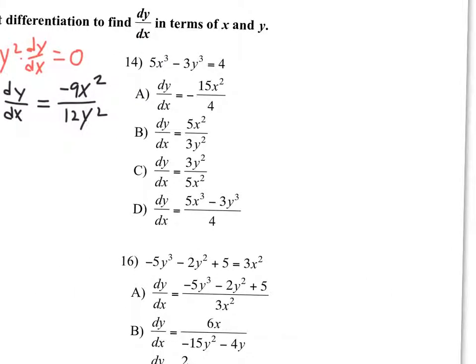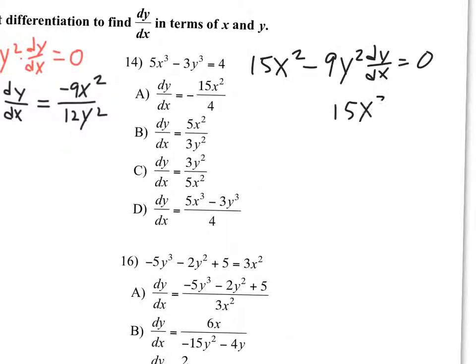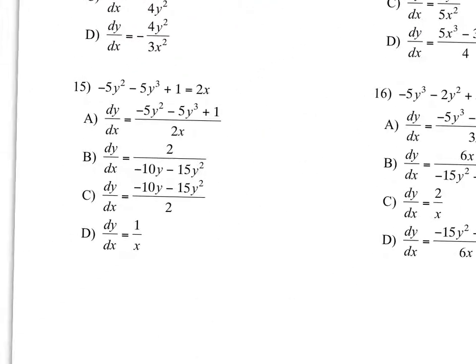All right, for number 14, which is going to be really similar, we've got 15x squared minus 9y squared dy/dx is equal to 0. This is going to end up being 15x squared over 9y squared is equal to dy/dx after you move things to the other side and do some dividing.